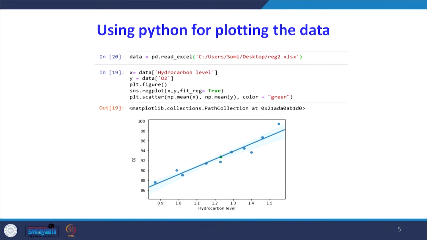So I am getting a scatter plot between hydrocarbon level and oxygen purity. Whenever the hydrocarbon level increases, the oxygen level also increases. There is a positive relationship. Suppose I want to quantify the magnitude of how x influences y, then I should go for a regression equation. That we will do in the coming slides.